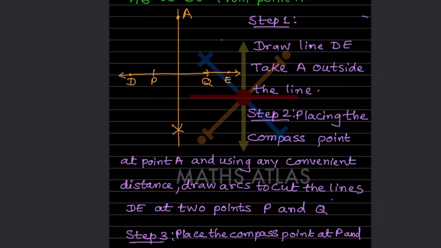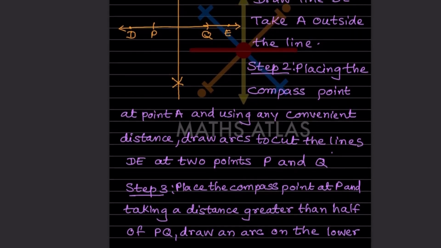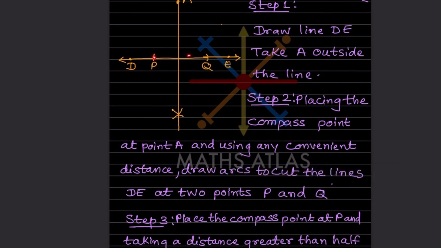Greater than half of what? This is PQ, so this is half of it. We will take more than half, that is, greater than half over here, and draw an arc on the lower side of D. So you are going to take a distance over here. From then you will take more than half distance from here, and then you will place a compass over here. You will draw the first arc, then you will place a compass over here and draw the other arc.